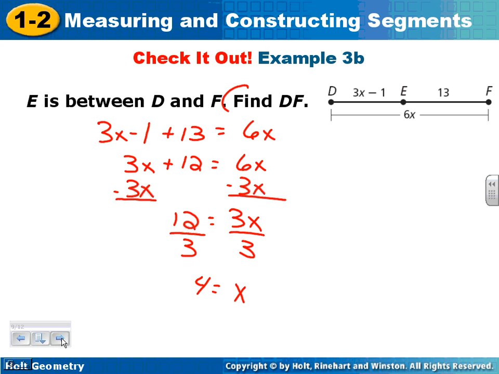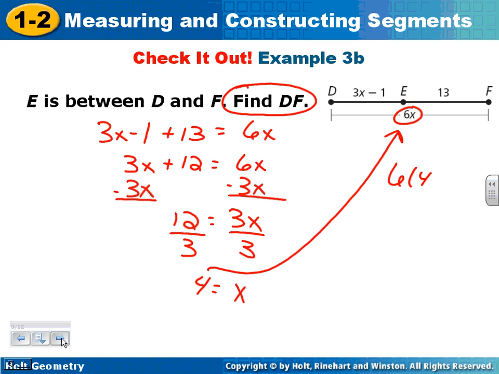I want to find this DF. DF is the 6x, so I take this answer of 4 and plug it in. So what's 6 times 4? That is 24. That would be my final answer.